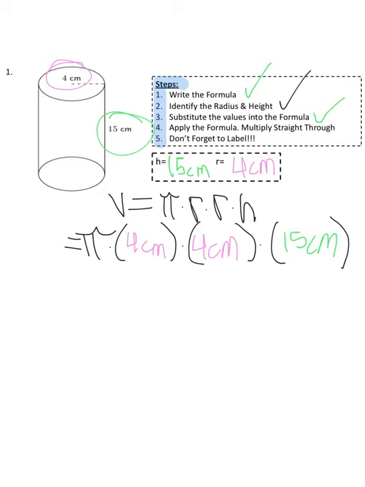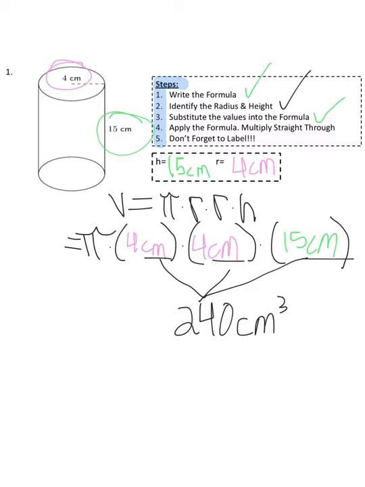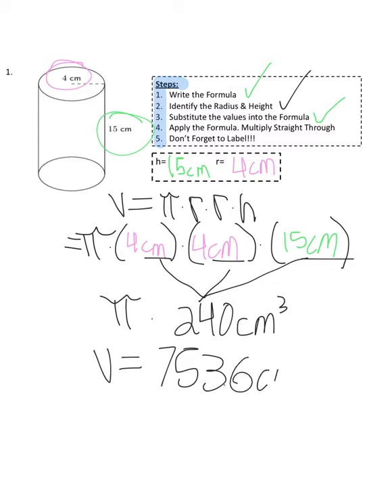And now we need to apply step 4, which is multiply all the way through. So we have 4 centimeters times 4 centimeters times 15 centimeters. That will give me a total of 240 centimeters cubed, because remember we multiplied centimeters 3 times, so it's going to be cubed. And don't forget we have the pi. So the last step is pi times 240 centimeters cubed. That will give me a total volume of 753.6 centimeters cubed. So our total volume is this measurement right here.